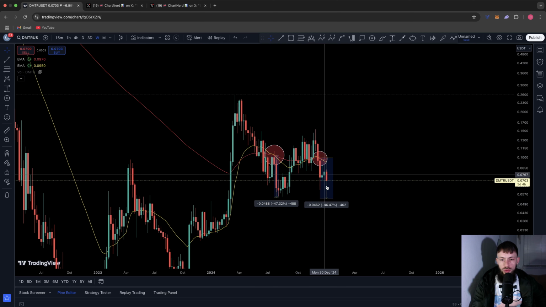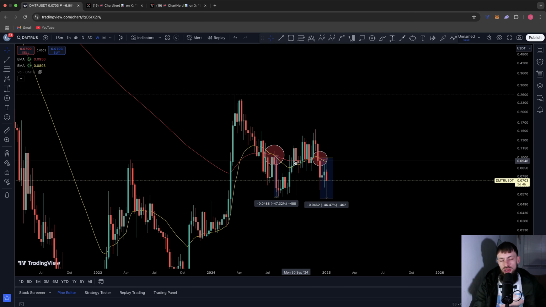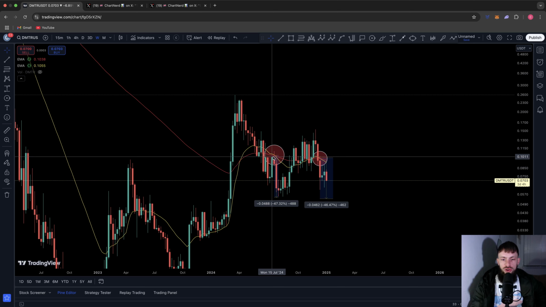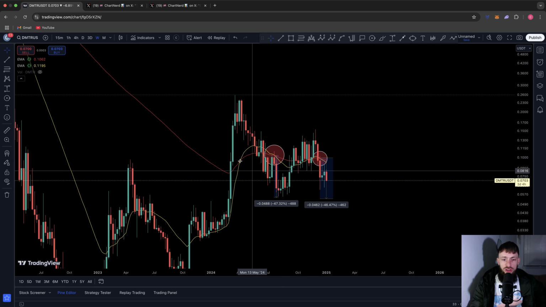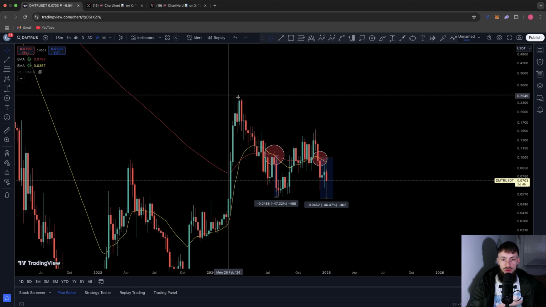And it was the following few weeks after that cross formation where we put the low in. So normally what tends to happen is when you form the death cross, the lows are very close. If you look at the bull cross, when the last bullish cross was formed, that was the local top.